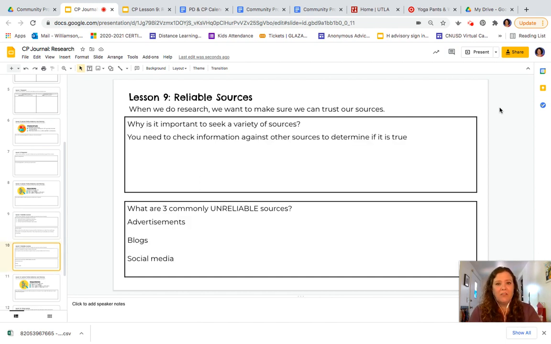Why is it important to seek a variety of sources? Well, it's kind of related to bias. We need to make sure that what we're reading is giving us all the information. And also, it helps us to check information against other sources to see if it's true. And then, what are 3 commonly unreliable sources? Advertisements, blogs, and social media. So, we want to avoid using those sources in our projects.